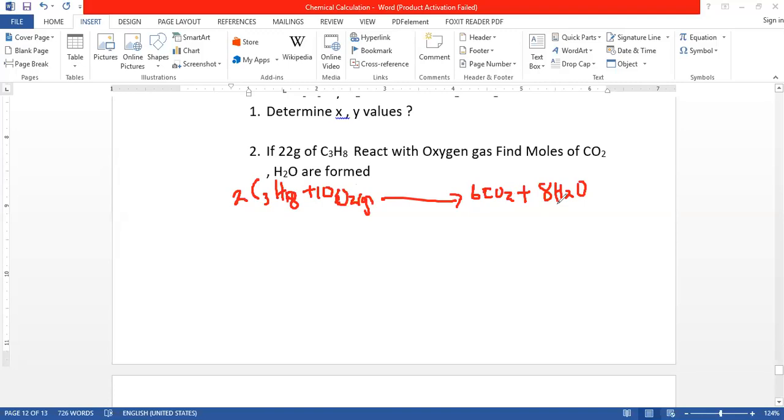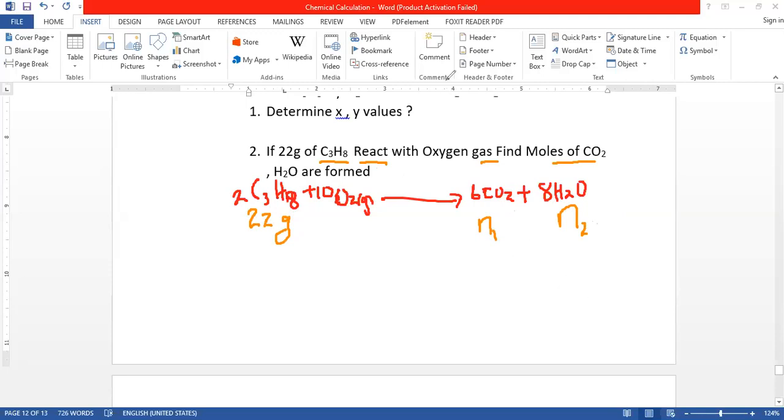But you can do that ratio now. What does the question say? If 22 gram of C3H8 reacts with oxygen gas, find the moles of carbon dioxide and water formed. They have asked for this n and this n. They are asking for both these moles. If I say this is n1 and this is n2, they are asking for these.